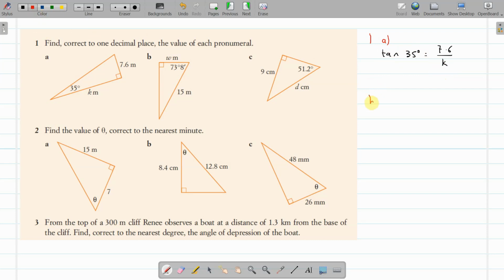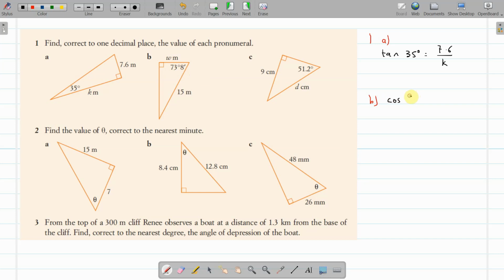Part B. Okay, three pieces of information. We have an angle, which is 73 degrees and 8 minutes. We have a side that is next to it, adjacent, and we have a side opposite the right angle, so that's the hypotenuse. Adjacent and hypotenuse is cos. So it's a cos question.